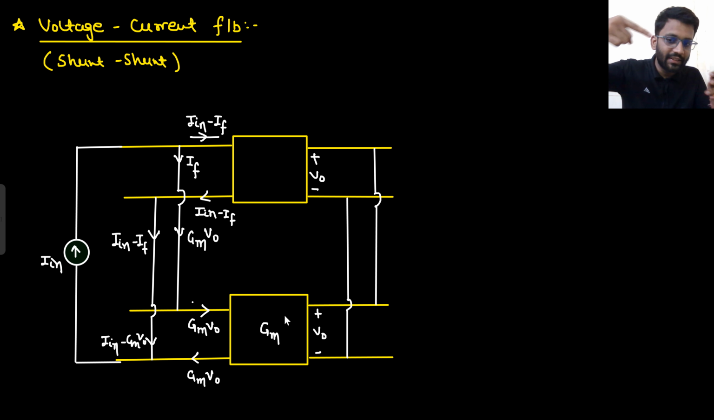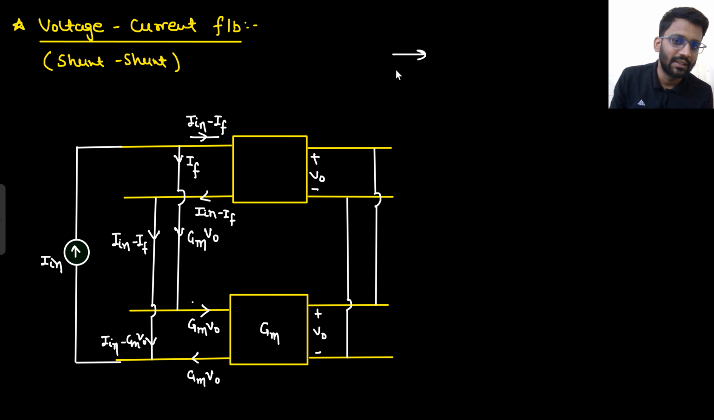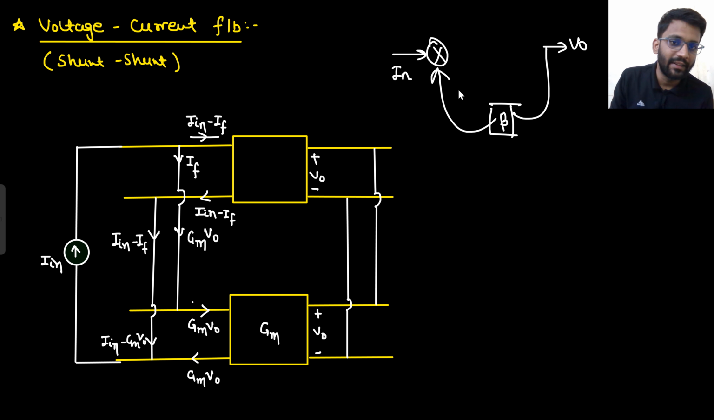So why did I take the direction to be outward? Because we are making a negative feedback system. You can make the positive feedback system as well, but there you have to take this direction. Now I am trying to make a negative feedback system, because in a negative feedback system, some input comes, and from the output, some multiplying factor is there, and it is subtracted with the input, right? So I in minus I feedback should be there.